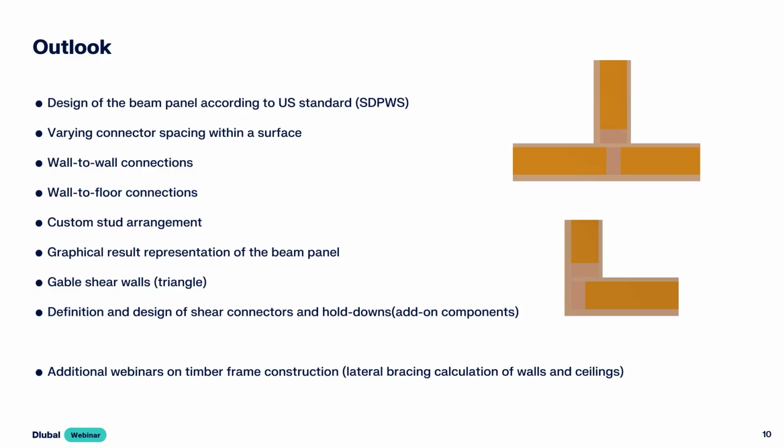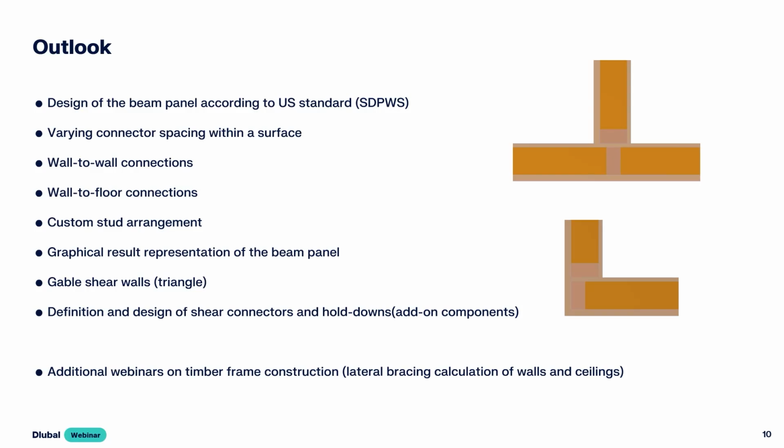Then another topic is varying connector spacing within a surface. At the moment we can define only one connector spacing within a surface, but of course the intermediate studs typically will not get so much load. Of course, we can use smaller distances of the spacing.